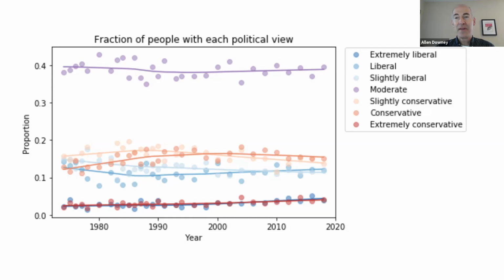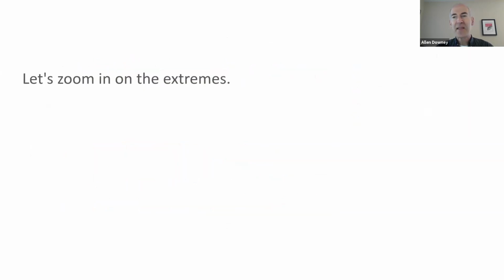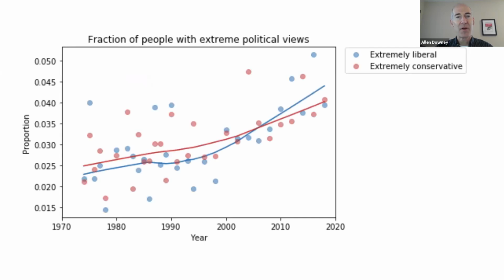Probably the thing that jumps out in this figure is that it's not changing very much. These proportions have been nearly constant over the length of the survey. One thing that is happening, as I mentioned, is that the number of people who describe themselves as extreme has increased. And we can see that a little bit more clearly if we zoom in and just plot those two lines. At the beginning of the survey, only about 2.5% of the population would describe themselves in either of the two extreme categories. And that has roughly doubled over the course of the survey. So it's more people, although still a small minority of the population.